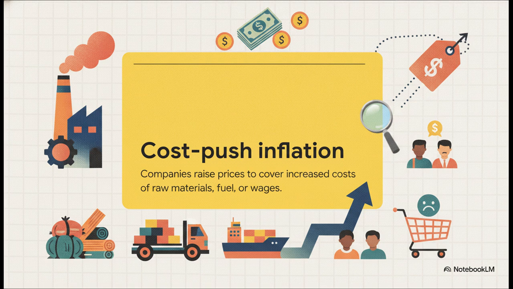Think about recent years where semiconductor shortages or huge fuel spikes drastically increased manufacturing overhead. Companies aren't charities. They rarely just absorb those margin hits. Instead, what do they do? They protect their profit margins by pushing those extra costs directly onto you, the consumer, by aggressively raising the final retail price of the product.